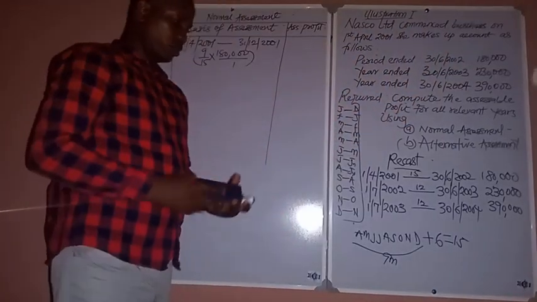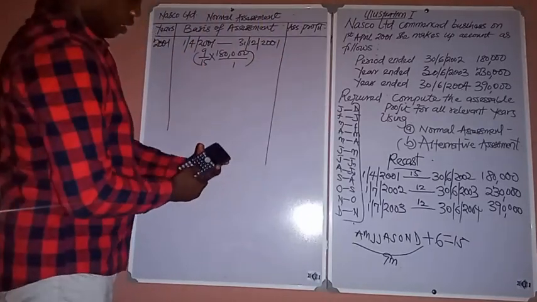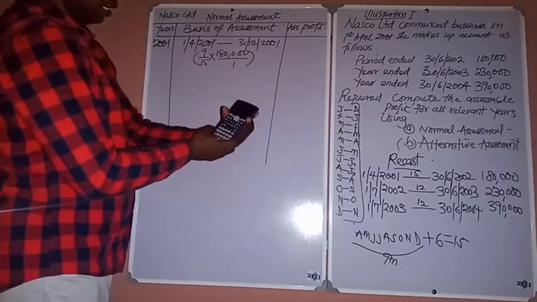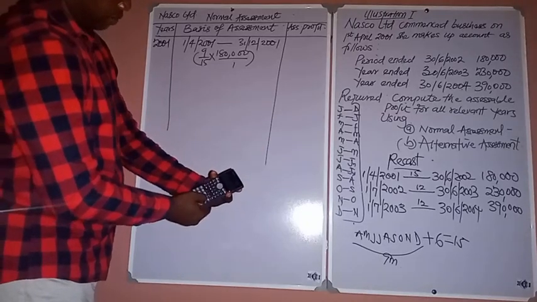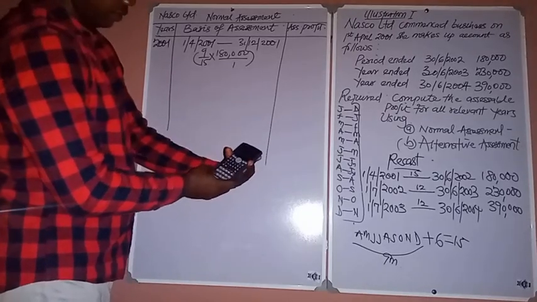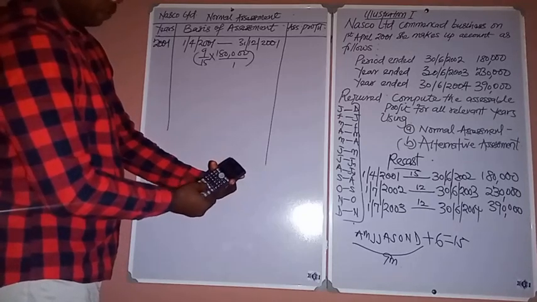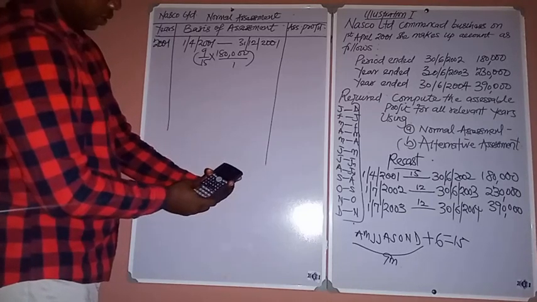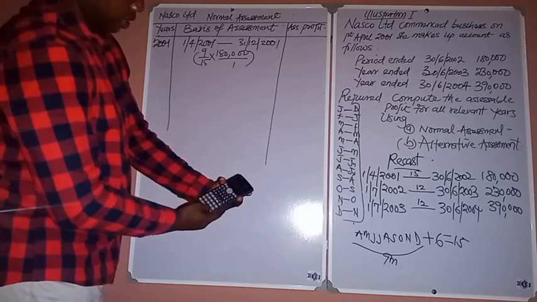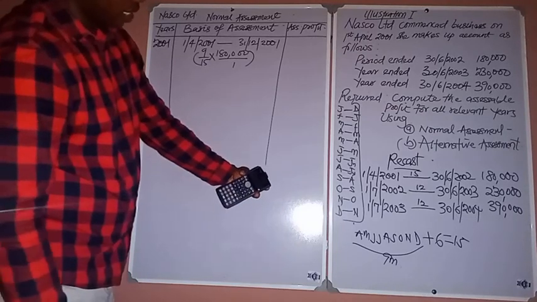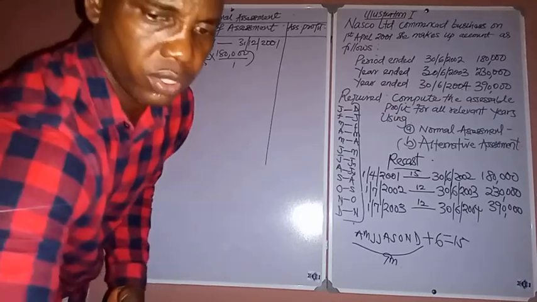Let me bring calculator so that we can get the actual figure to this. So I'll be having 9 divided by 15 multiplied by 180,000. What I'm having here is 108,000.